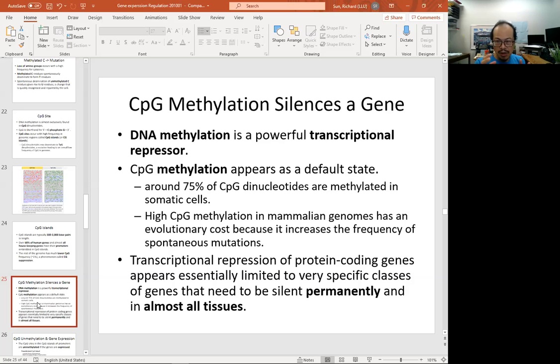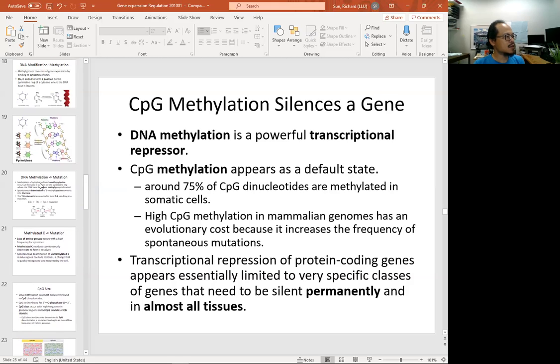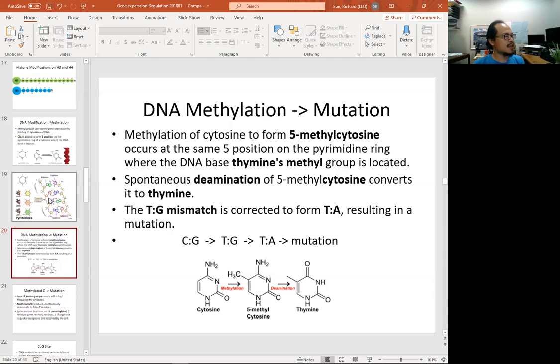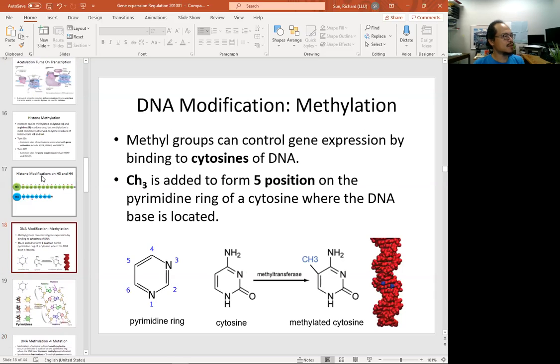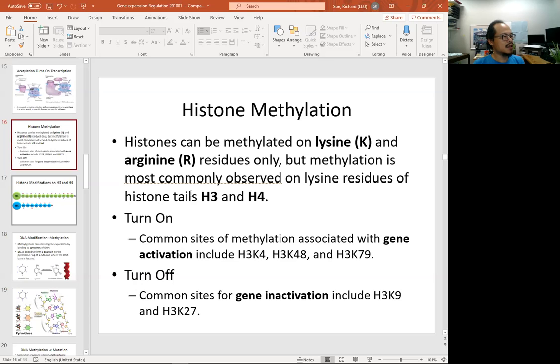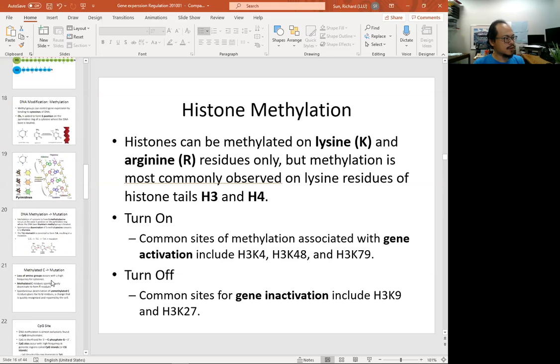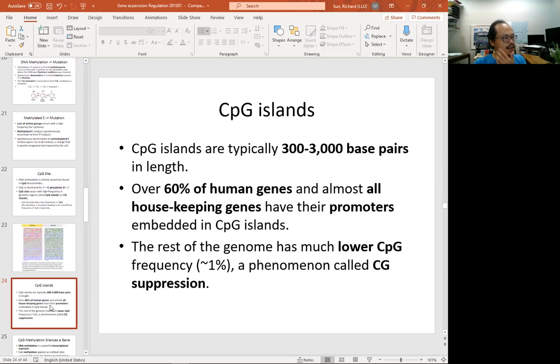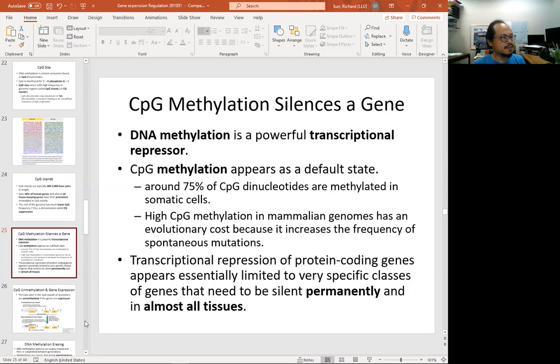In contrast, histone methylation is not always turn on or off. Histone methylation can be turned on, can be turned off. But if we are talking about DNA methylation, it is turned off. DNA methylation is a powerful transcriptional repressor. It turns off the gene expression. So that's the only thing you need to know.